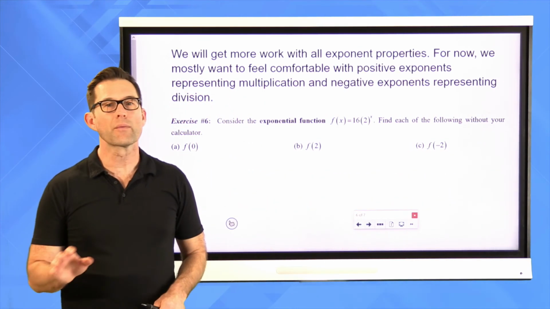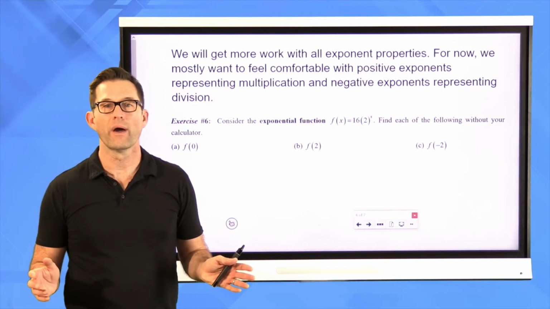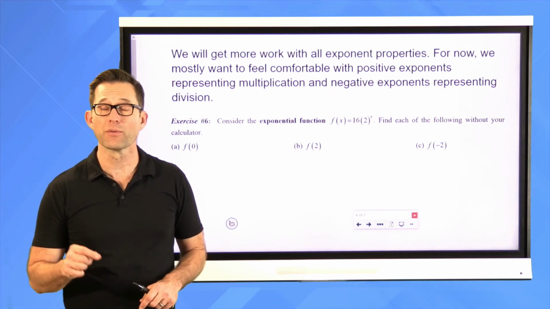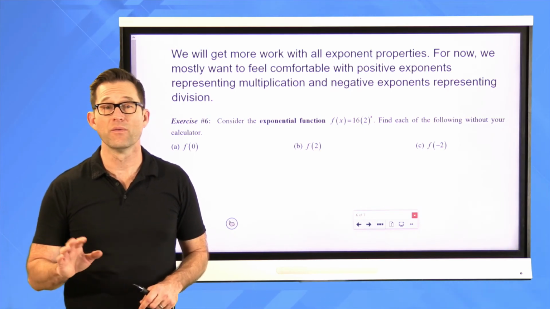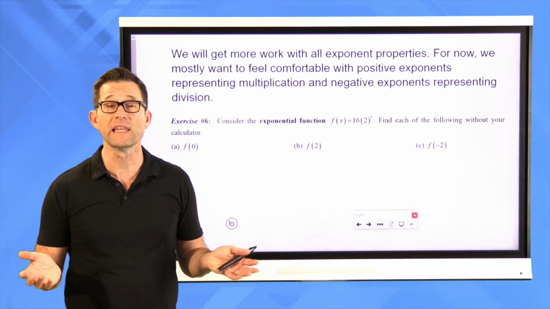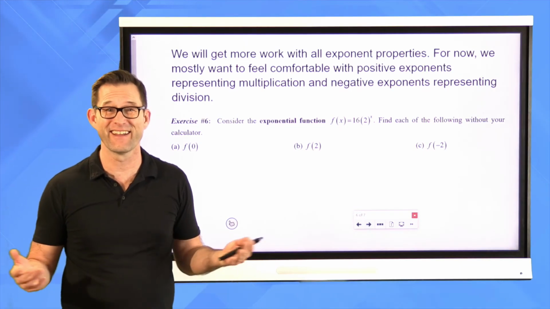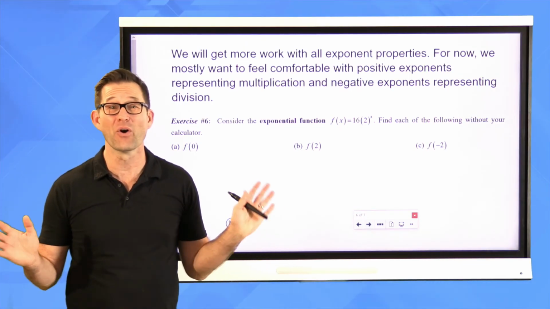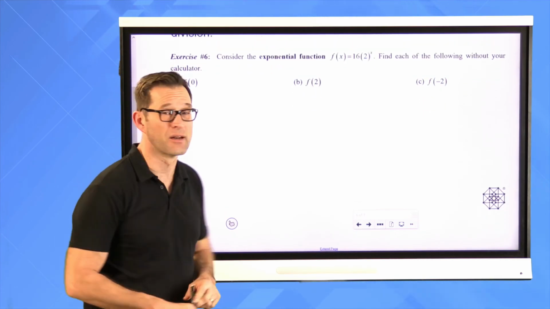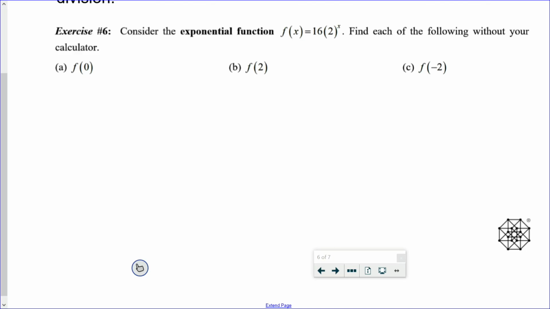Now, we're going to work more with all the exponent properties, quite a bit. For now, we mostly want to feel comfortable with positive exponents representing multiplication, negative exponents representing division, and a zero exponent representing leave the thing alone. A zero exponent means don't multiply by anything at all. Let's see all of those come together in exercise number 6. Consider the exponential function f of x equals 16 times 2 to the x. Find each of the following without your calculator.